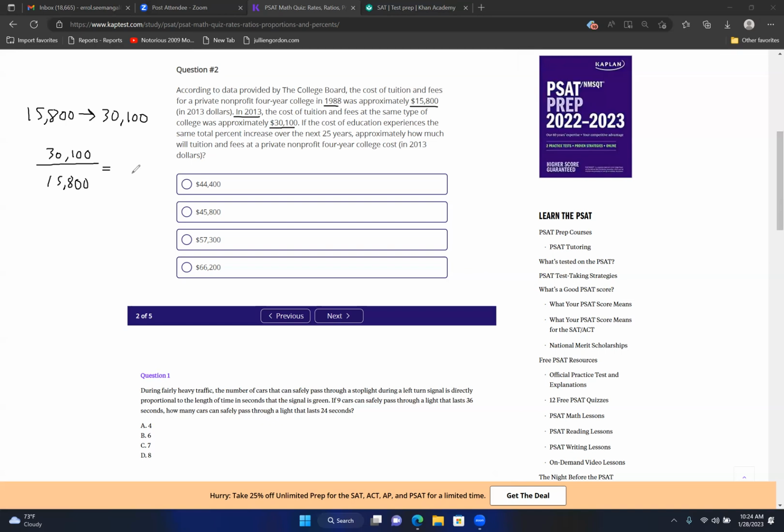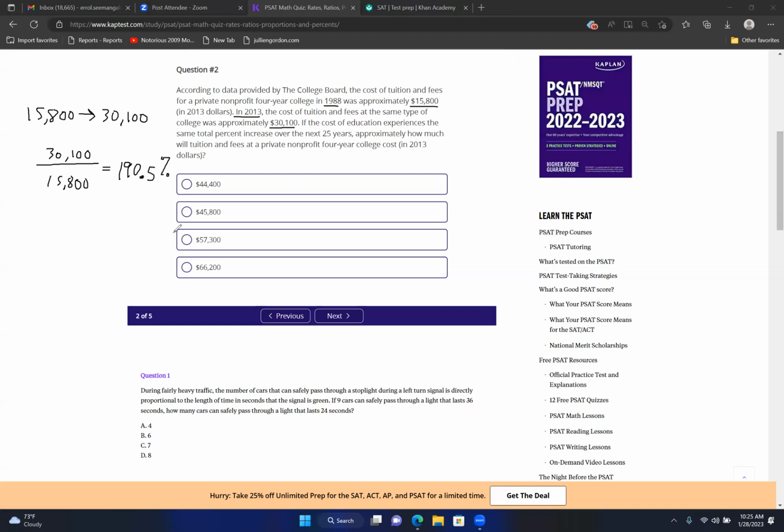Now put this answer in terms of percentage. What decimal number did you get? 1.905. Yep. Now take that number and multiply it by 100. That would be your percentage increase. So about 190.5% increase. Okay. So it went up almost double.